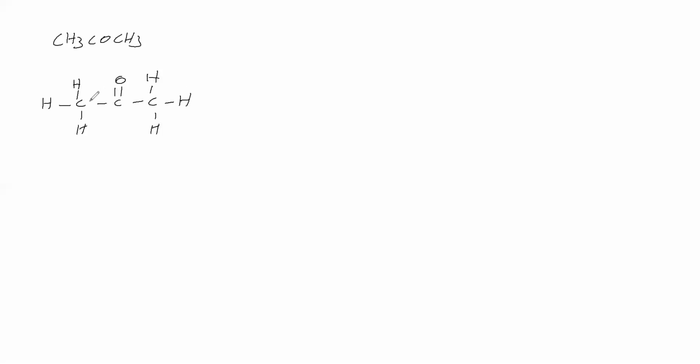It is a carbonyl compound. This is the alpha carbon, because this carbon is directly attached to the carbonyl carbon. This is the alpha hydrogen, so alpha hydrogen is there. So we add dilute alkali. This dilute alkali subtracts a proton, the bond shifts, and we get a carbanion: CH3, CO, CH2 minus.